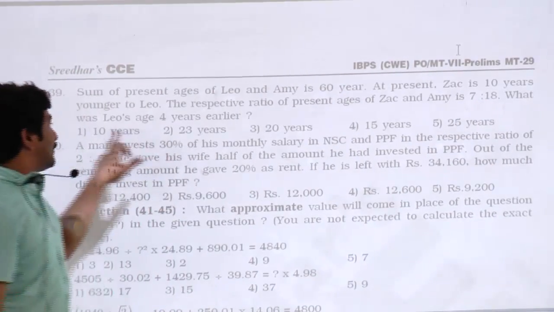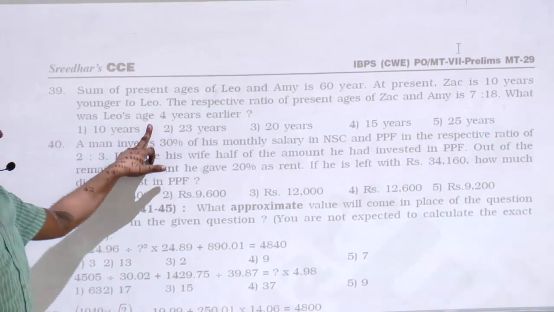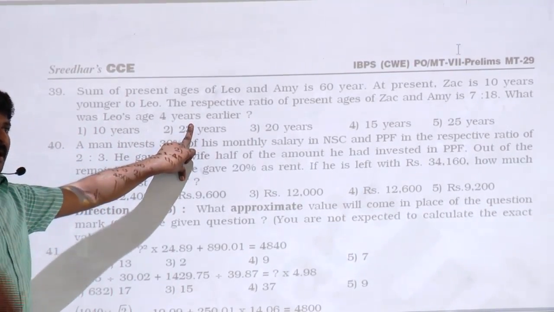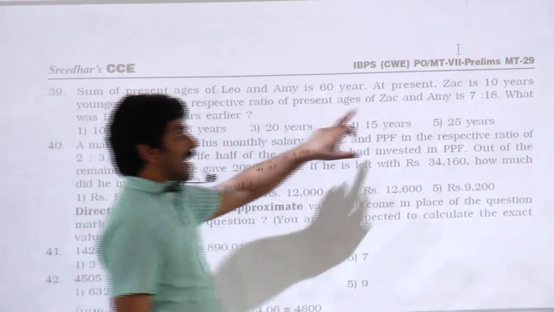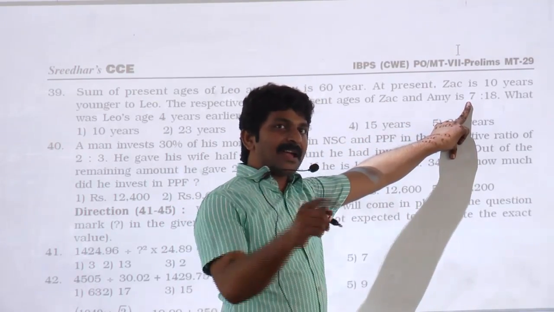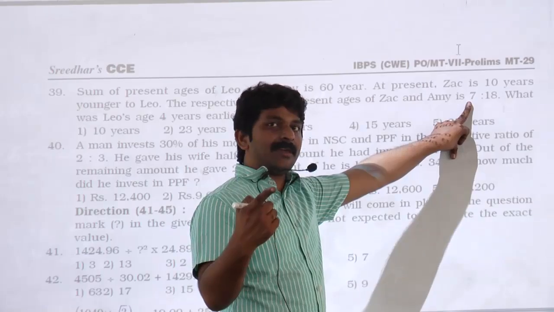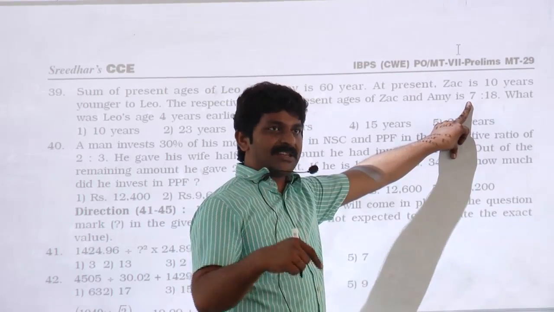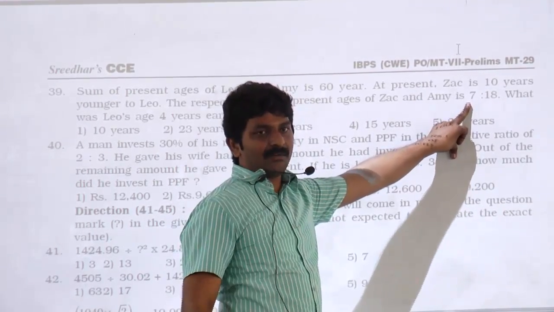What was Leo's age 4 years earlier? Jack's age is 7 parts, 7 parts in the sense 14. If Jack's age is 14, Leo's age will be 24. Present age of Leo is 24. 4 years ago, 20.